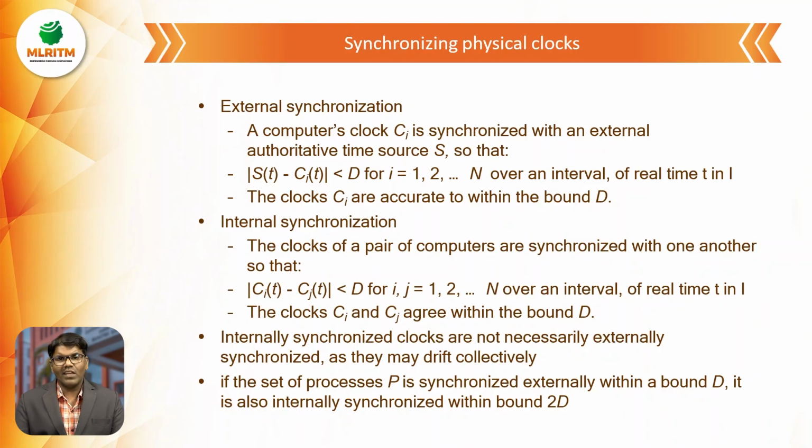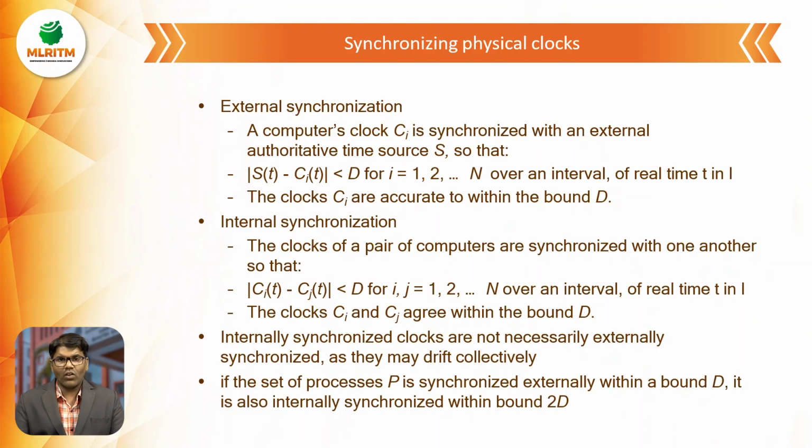So external synchronization means the computer clock Ci is synchronized with an external time source S, and the formula is |S(t) - Ci(t)| < D for i = 1 to n, for real time t in I, and the clocks Ci are accurate within the bound D.